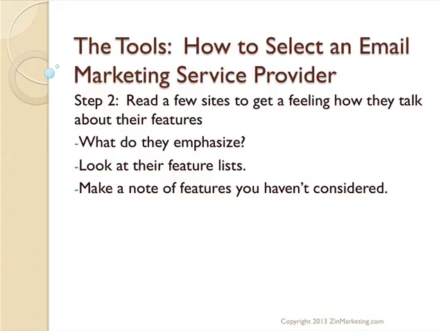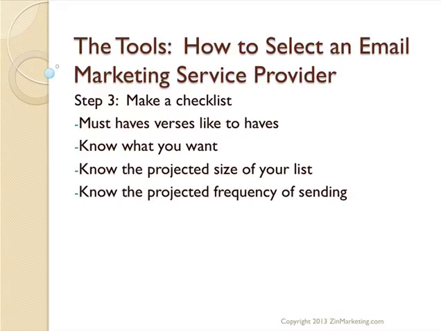Just pick 3 or 4 and read about their feature spec sheets in more detail. That'll give you a good sense if you're missing anything on your requirements document. Then just make a checklist and rank it: the must-haves versus the like-to-haves. There are things that are really important, and things where you think, I sure wish I had this. You may have to make trade-offs. There might not be one package that does absolutely everything you want at the price that you want.